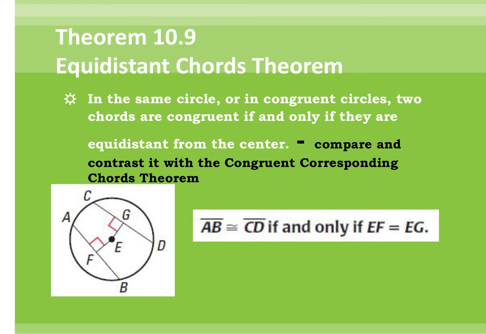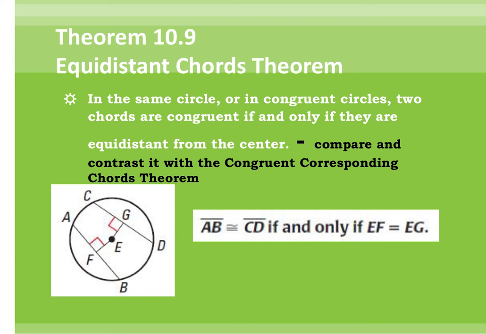And then there's one more theorem. Last one, I promise. There's 4 in total. Equidistant chords theorem. Remember how we talked about if two chords were the same length, then their arcs would be the same length, the same measure. In this case, in the same circle or in congruent circles, two chords are congruent if and only if they're the same distance from the center. So if they're not the same distance, they're not congruent?